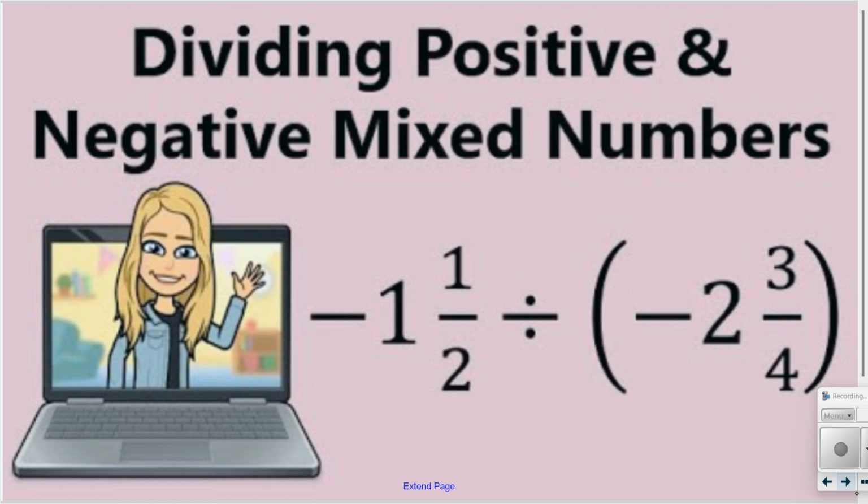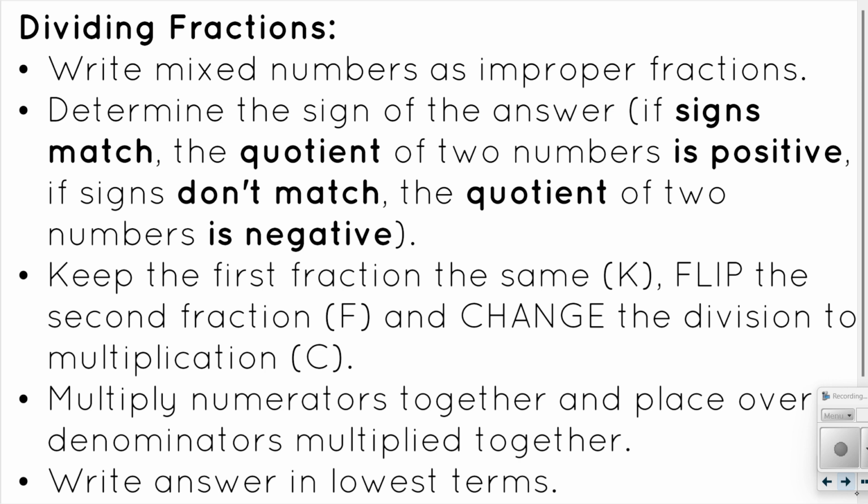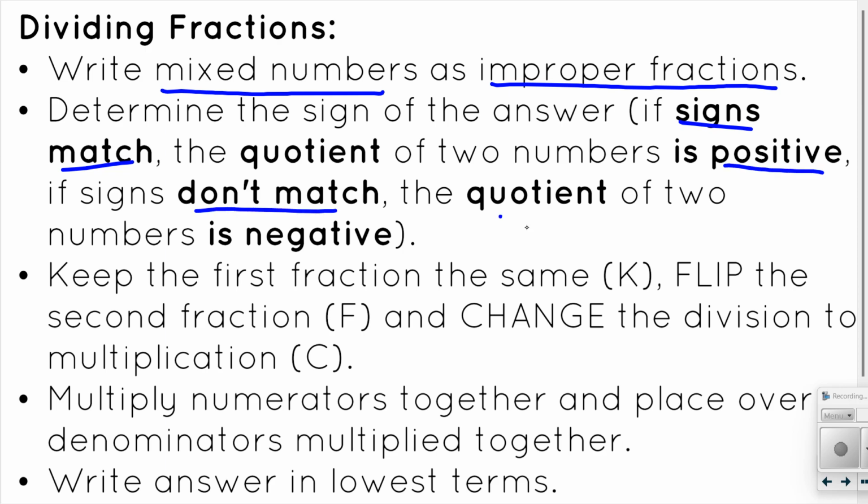So let's get started. For dividing fractions, the very first thing I want to do is write any mixed numbers as improper fractions using the circle method. Once we've done that, we can determine the sign of the answer. If the signs match, the quotient is positive. If the signs don't match, the quotient is negative.